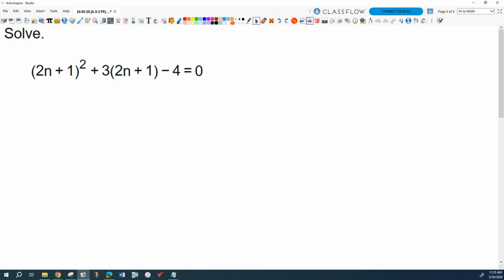That looks terrible, but does anybody see a way we can make this look much, much better? Substitution. What substitution do you see? 2n plus 1. Yeah, we could just let that equal some variable other than n, right? We have n's to start with, so we got to pick something else. Well, how about x? If I let x equal 2n plus 1, then doesn't this just become x squared plus 3x minus 4 equals 0? That looks a lot better, doesn't it?